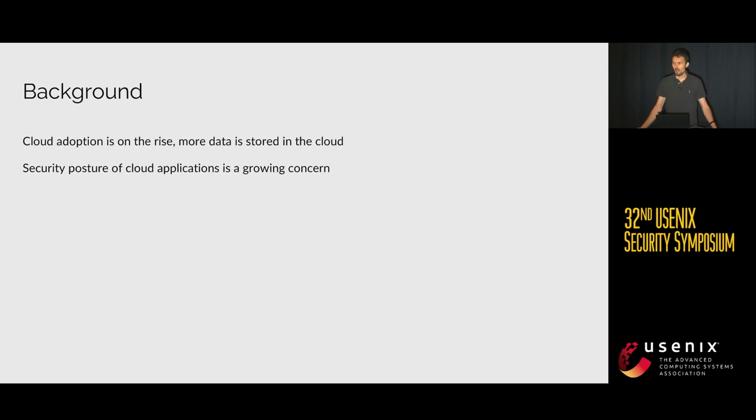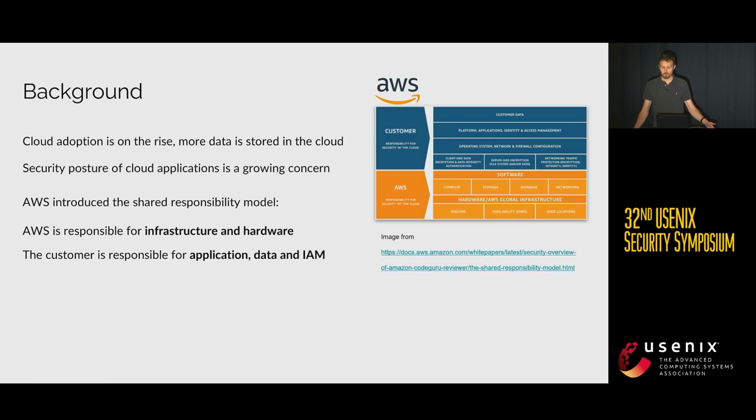Cloud adoption is on the rise. The share of data stored in the cloud is steadily growing. And naturally, there is a growing concern about the security of cloud applications. AWS, one of the biggest cloud providers, introduced the shared responsibility model, where AWS is responsible for the security of the cloud, the lower level infrastructure and hardware, and the customer is responsible for the security in the cloud, the higher level application data and identity and access management, or IAM.